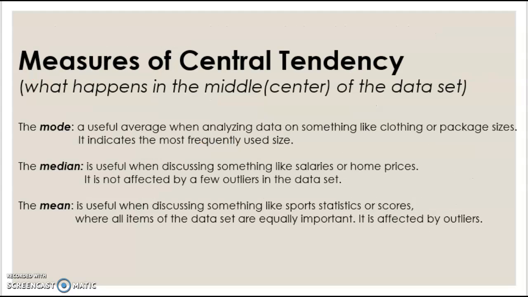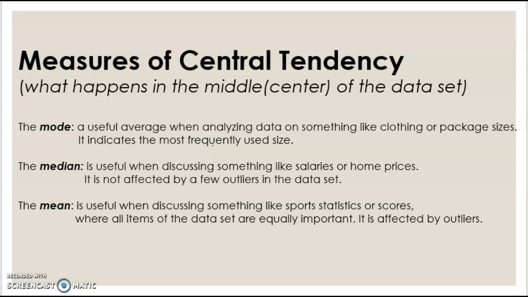Measures of central tendency. What happens in the middle or the center of the data set. Mode is a useful average when analyzing data on something like clothing or package sizes. So you would have the most frequently used size. They sell shoes that way. In women's shoes, they sell very few 4s and 5s, a lot of 6s, 7s, and 8s, and then a few 9s and very few 10s, 11s, or 12s. So they group it according to what shoe sizes people are, women.